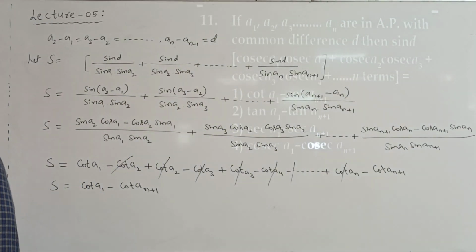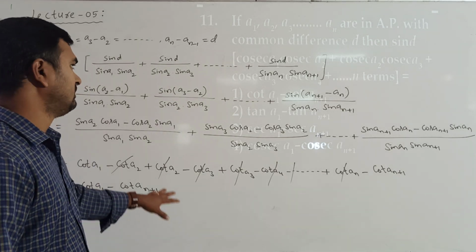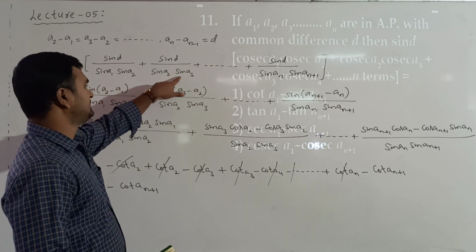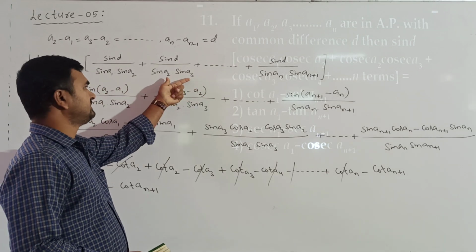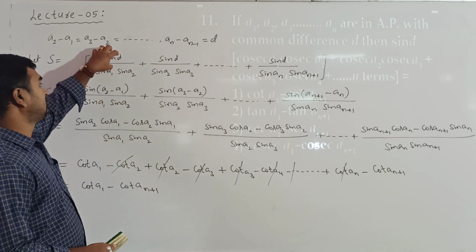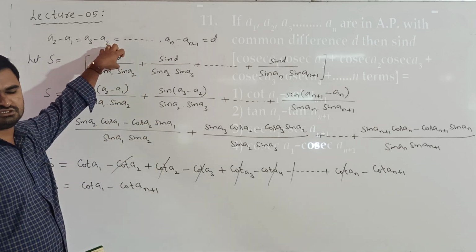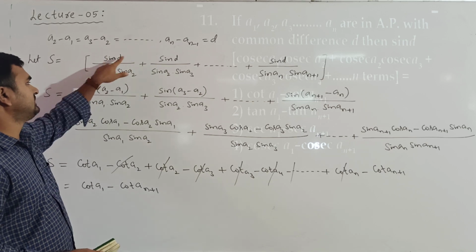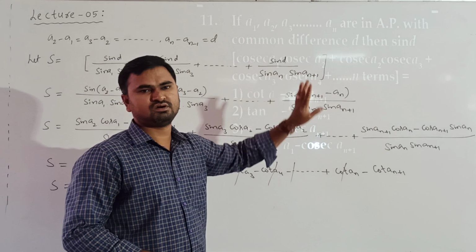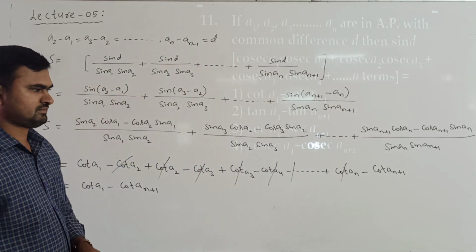So you have to remember this method of solving. Whenever we are given this type of terms in denominator, that difference you have to arrange in the numerator. Even if it is not given directly, what we do is we have to multiply and divide by sin d, where d can be written in terms of difference of denominator terms.